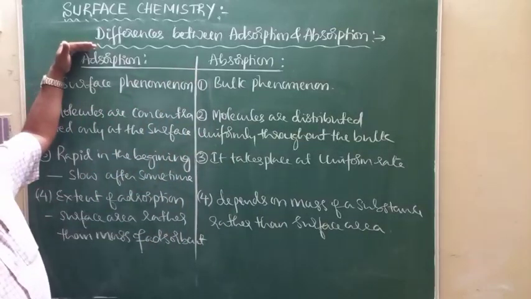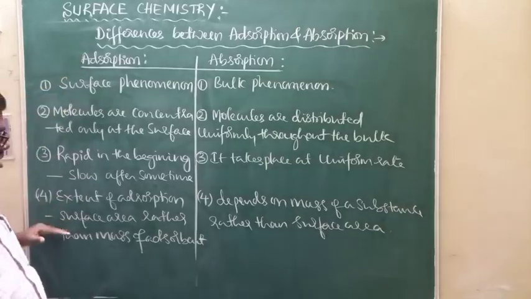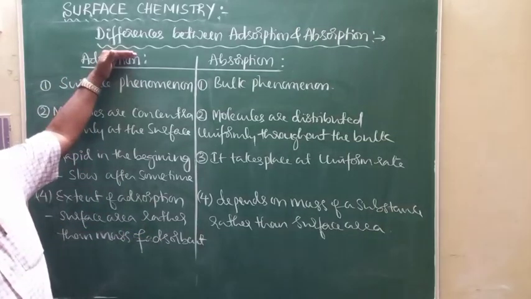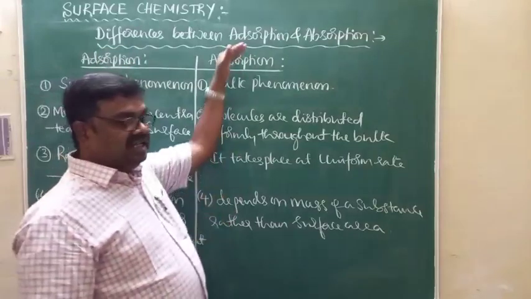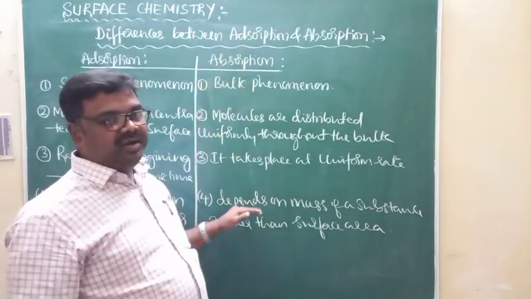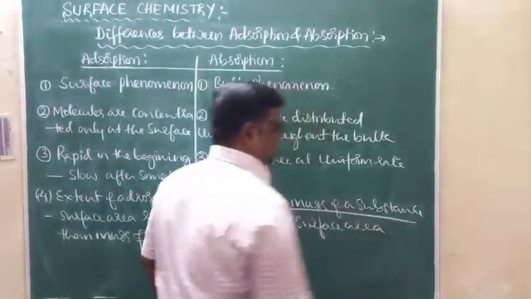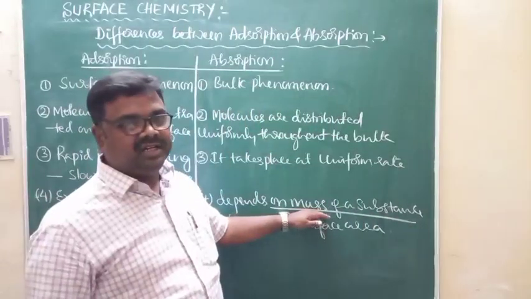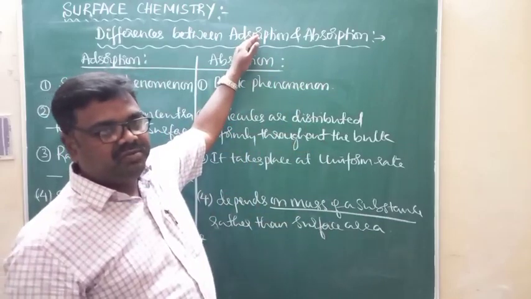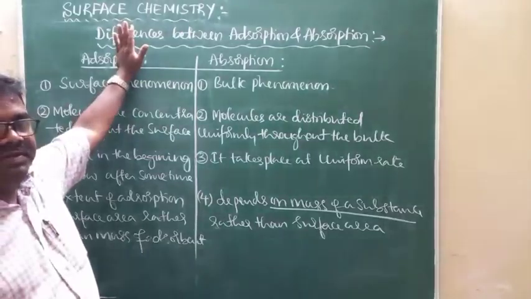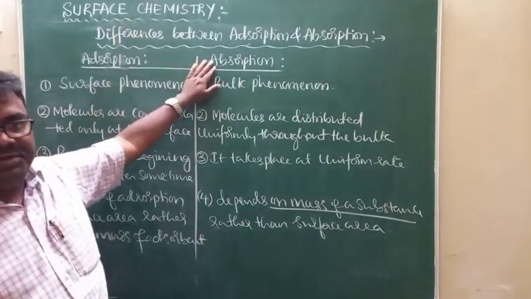Know that the extent of adsorption depends on the surface area. As surface area increases, the extent of adsorption increases. Whereas absorption doesn't depend on the surface of a substance. It depends on the mass of a substance. As the mass of a substance increases, the extent of absorption increases. So these are the differences between adsorption and absorption.